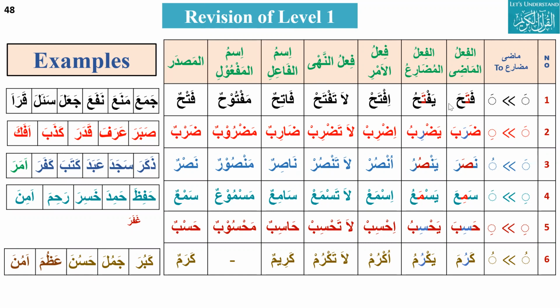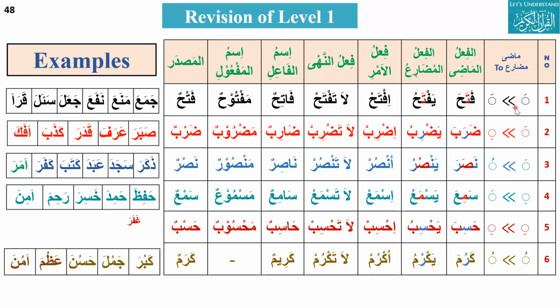So in level 1, we discussed 6 chapters, and there were patterns. In level 1 and 2, the one thing is that we have 3 letters verb. 1, 2, 3. 3 letters verb. And we have organized the verbs in a way that we make 6 groups, and they are called 6 chapters.